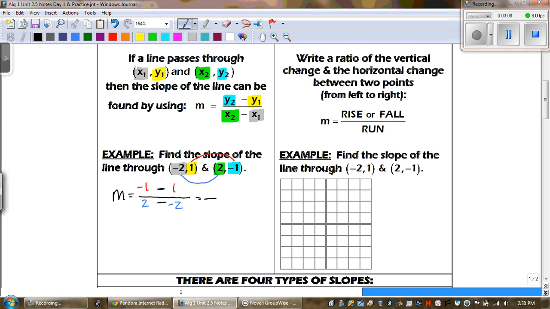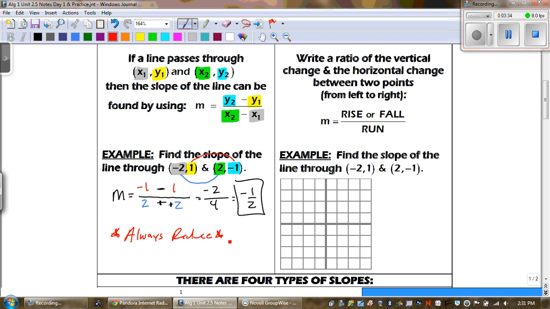-1 minus 1, you have to be careful with your signs, because that's -2. And 2 minus a negative is actually adding. And from this point right here, you need to reduce. Always reduce.